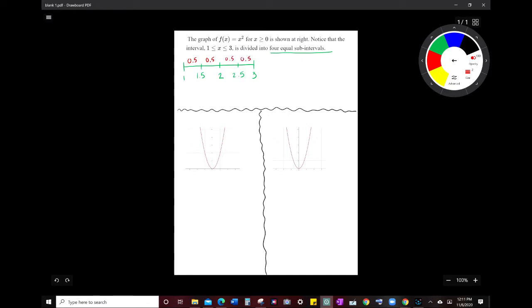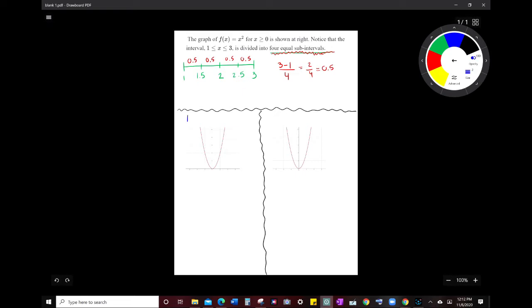And then I can show you how to do it algebraically too. In order to find a subinterval algebraically, we can do 3 minus 1 over 4, which is the number of equal subintervals you want to divide it into. So then you have 2 divided by 4, which is 0.5. Same thing. Alright, so now let's start with the right endpoint.